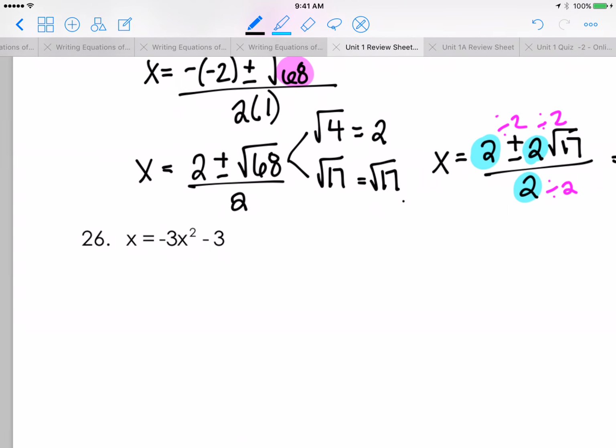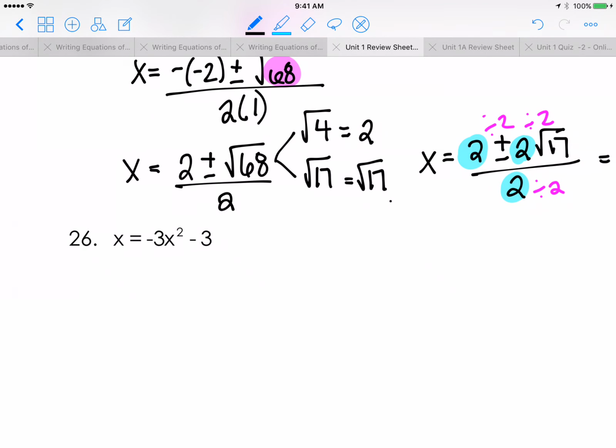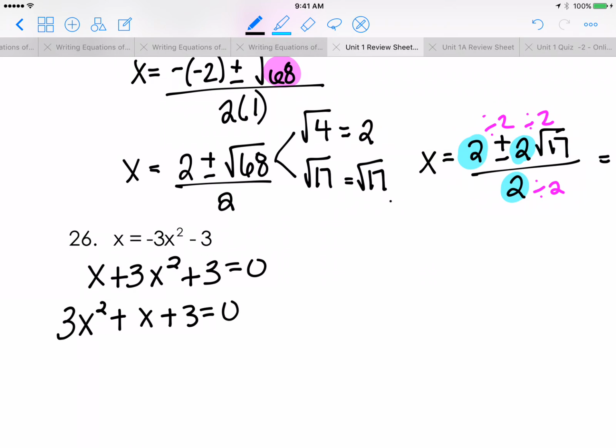Okay, next, 26. This was not set up right because it doesn't have equals 0. So we need to get everything over to the left side, so the right side will equal 0. So we get x plus 3x squared plus 3 equals 0. We're still not in the correct order because it's not in descending order, so we need a to go first. If we go 3x squared plus x plus 3 equals 0, we're on the right track.